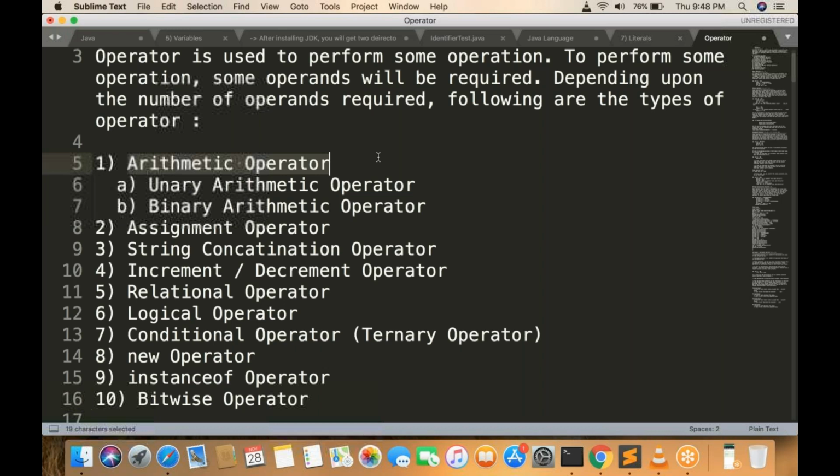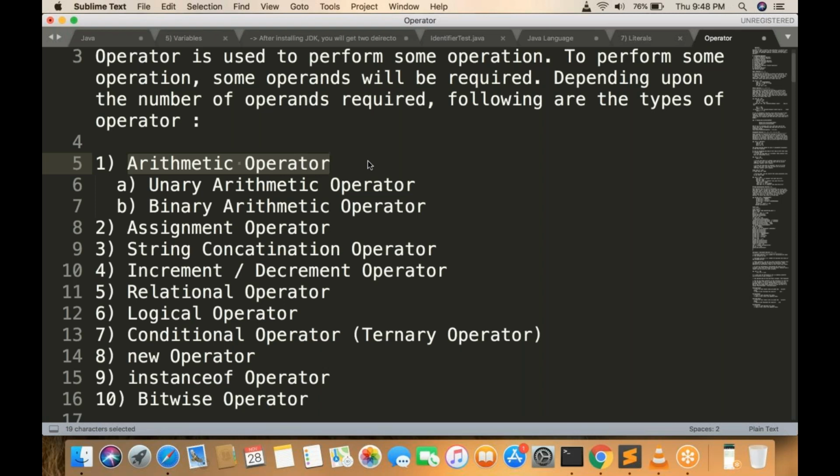So there are a few operators. The first one is the arithmetic operator. Arithmetic operators are of two kinds, unary and binary: unary arithmetic operator and binary arithmetic operator. What is unary and what is binary? Can anyone confirm? Unary means only one, binary means two. Remember, unary means only one and binary means two.